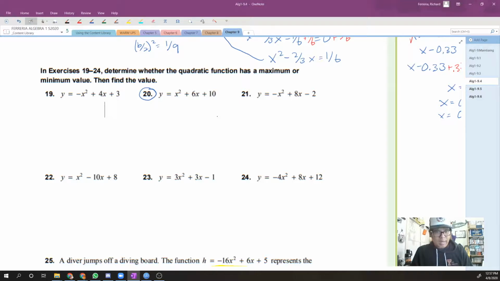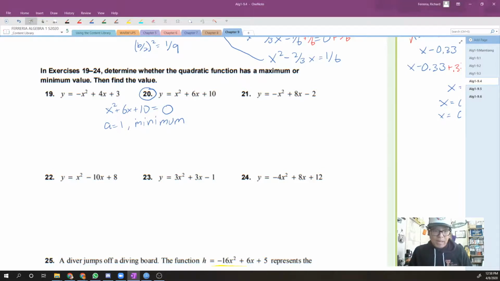So look at 20. Let's figure out what the value of a is, and you'll see that a is equal to 1, which is positive. And if you have a positive value for a, that means that your parabola has a minimum. So we have a minimum value. Whatever we get from the vertex will be our minimum value.